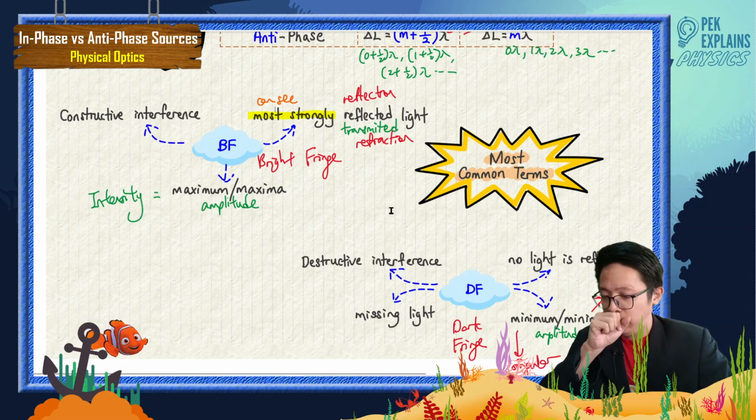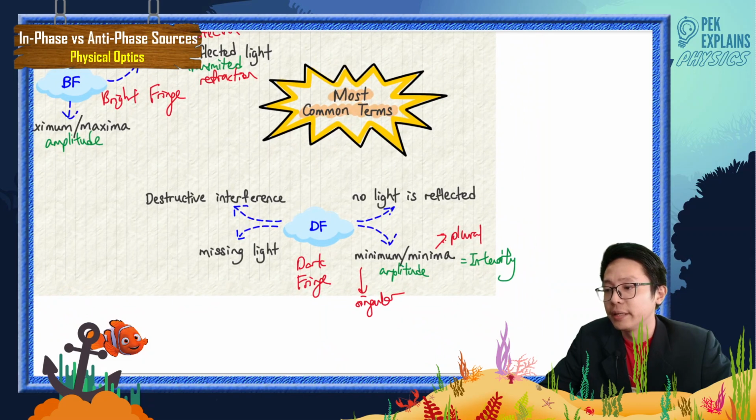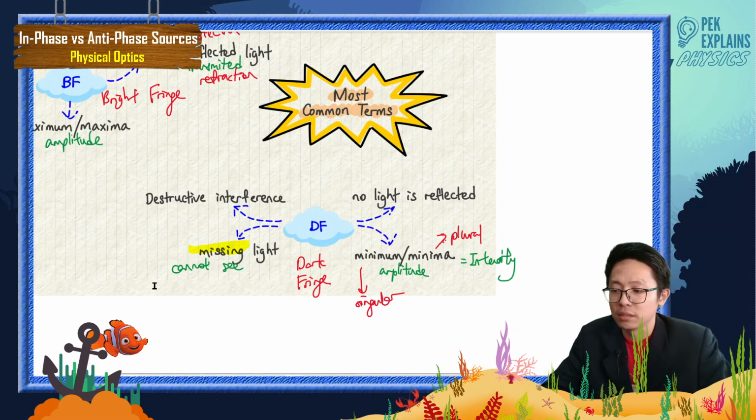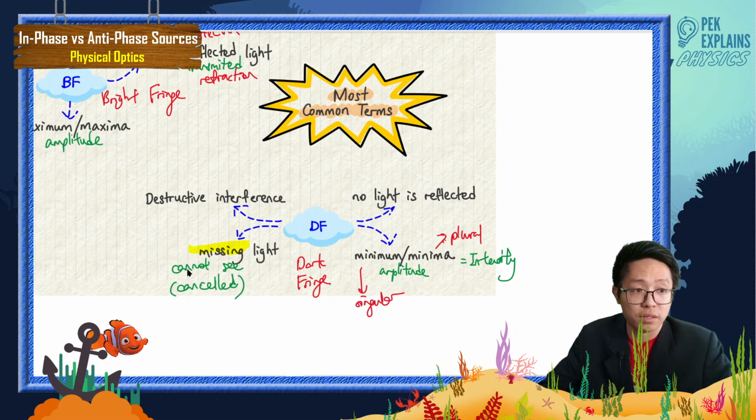Okay. So for dark fringe, we either say missing light, or we can say cannot see the light, unable to see any light. Why? Because the light is missing. Why is it missing? Because it's already being cancelled out. That's why destructive interference. That's why you cannot see the light. The light is missing. No light is reflected or transmitted. Okay, that all means dark fringe.